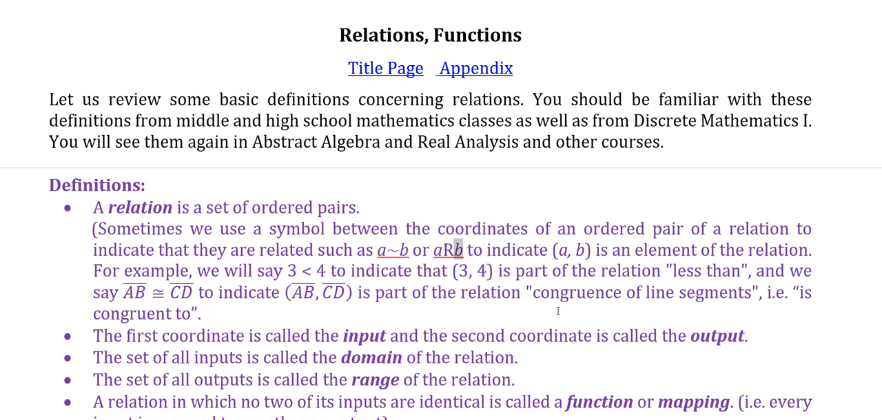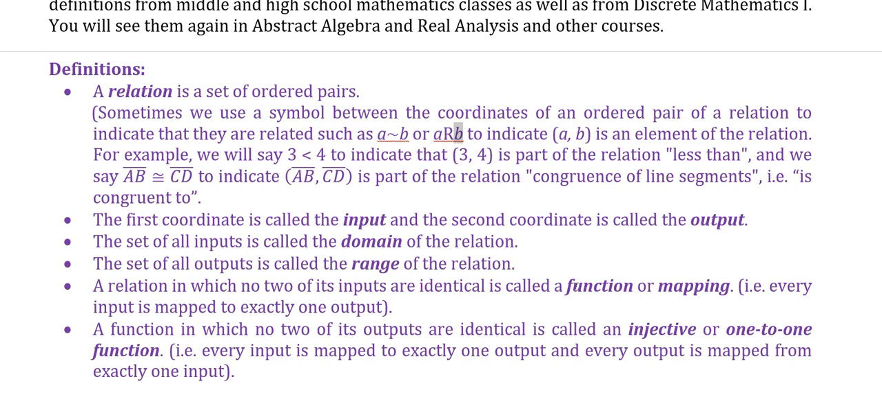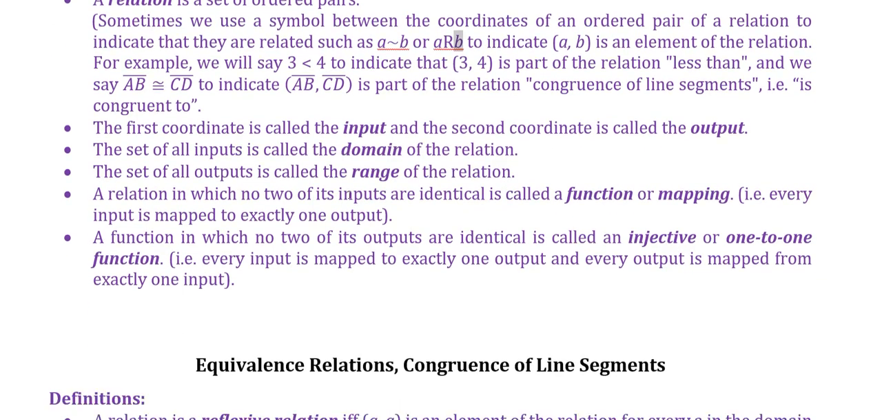The first coordinate is called the input. The second coordinate is called the output. The set of all first coordinates, the set of all inputs, is called the domain. The set of all outputs is called the range of the relation. A relation in which no two of its inputs, no two of its first coordinates, are identical is called a function or mapping. So in other words, in a function, every input is mapped to exactly one output. A function in which no two of its outputs are identical is called an injective function or a one-to-one function. Every input is mapped to exactly one output, making a function, but in addition, every output is mapped from exactly one input.